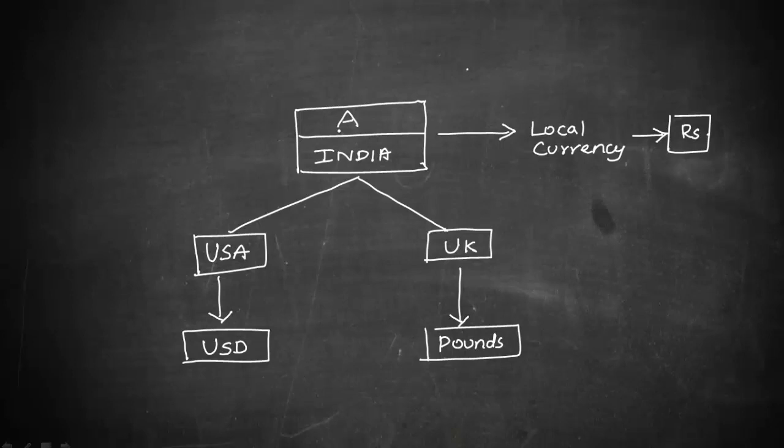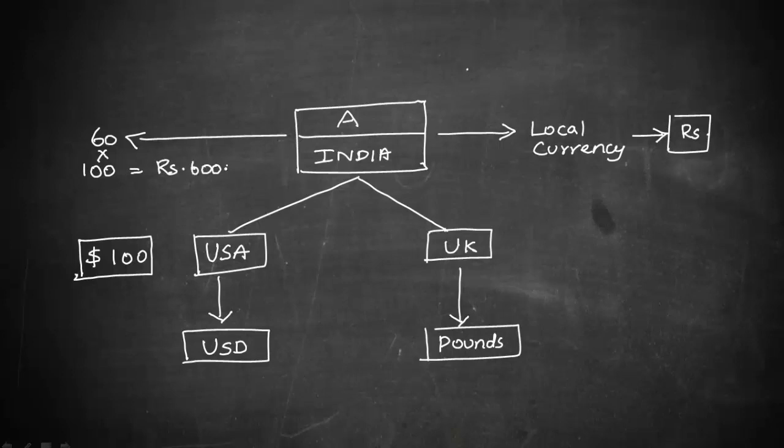What is that? Say, for example, company A sells $100 worth of product to a customer in USA. And company A, which is in India, can buy $1 for 60 rupees. It has sold $100 worth of product, which means it has sold a product for 60 into 100, which is rupees 6,000. So company A is expecting a cash payment from the customer in USA of $100, expecting it as rupees 6,000.